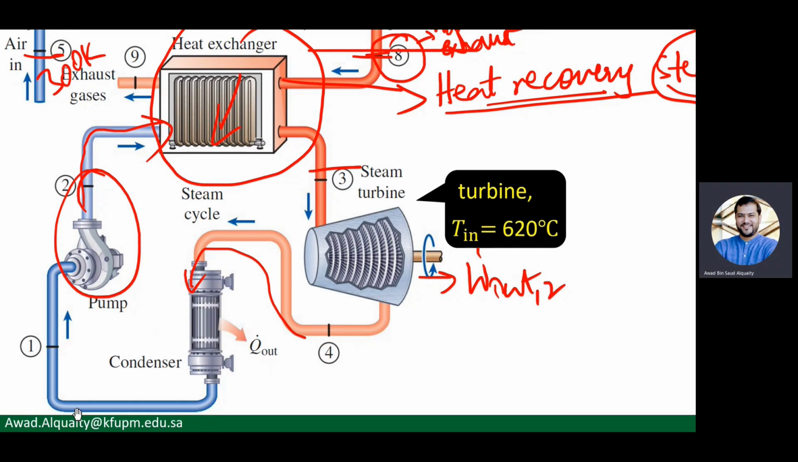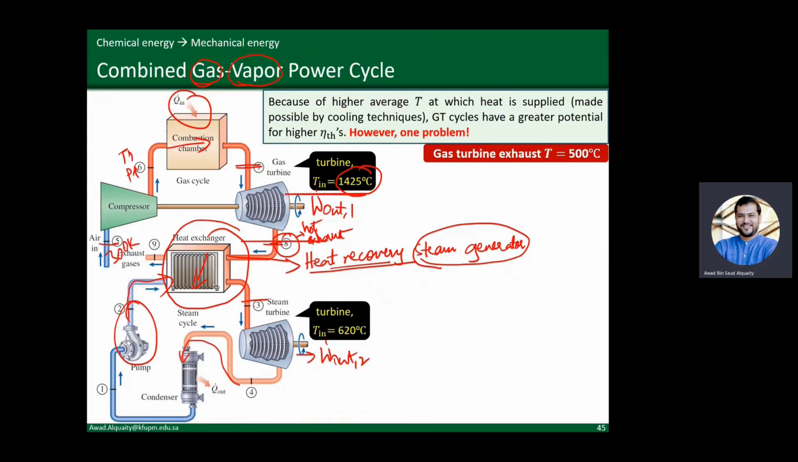All right. So the key point here is that what we are doing is very simple. We are mainly adding heat at a very high temperature, let's say around 1425 degrees Celsius, and we are mainly rejecting heat at a very low temperature, which is in the condenser. Now here, the temperature of heat rejection could be as low as 50 degrees Celsius. So instead of rejecting heat at 500 degrees Celsius, we are rejecting heat at 50 degrees Celsius.